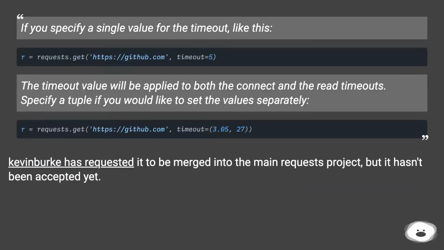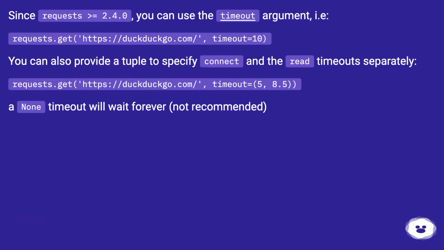If you specify a single value for the timeout like this, the timeout value will be applied to both the connect and the read timeouts. Specify a tuple if you would like to set the values separately. Kevin Burke has requested it to be merged into the main requests project, but it hasn't been accepted yet. Since requests version 2.4.0 or greater, you can use the timeout argument in requests.get, https://duckduckgo.com/, timeout equals 10.